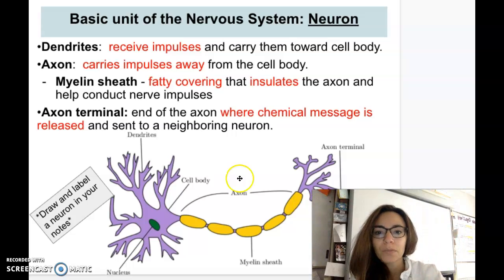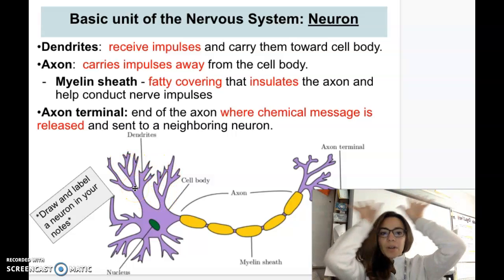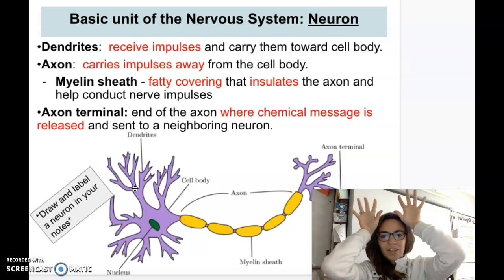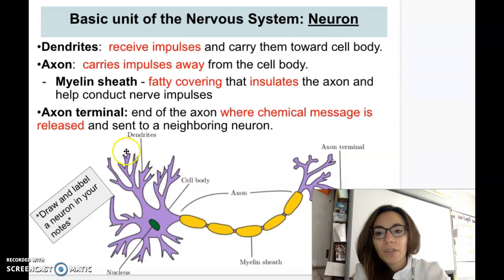So we've got dendrites on the top. This whole purple part up here is the cell body. And these dendrites are kind of like coming off of the head. I feel like this is the head, and I think about the dendrites as like little antlers coming off. Those are receiving impulses and carry those impulses towards the cell body. Then we've got the nucleus, right? That's like the brain of the cell, where the DNA is stored.